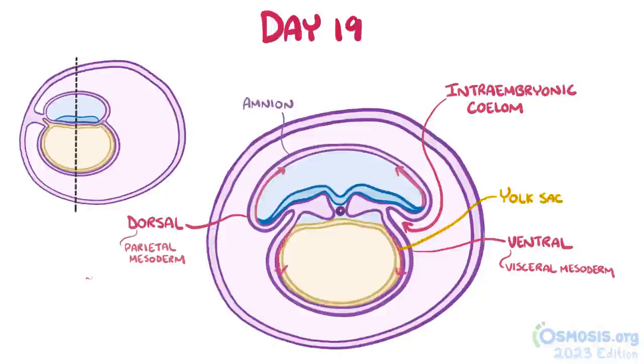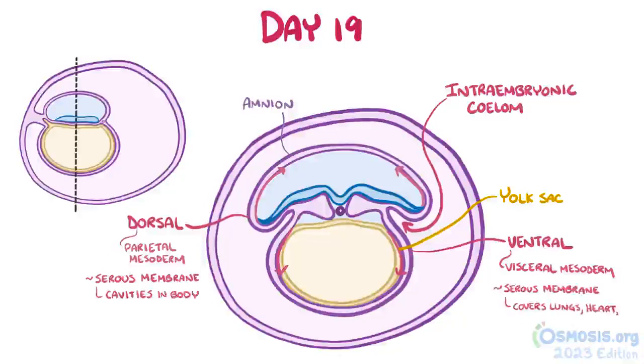Parietal mesoderm gives rise to the serous membranes that line the different cavities in the body, and visceral mesoderm becomes the serous membrane that covers the lungs, heart, and abdominal organs. And these are really important because they prevent the organs from getting injured as they rub up against each other or against the body wall.